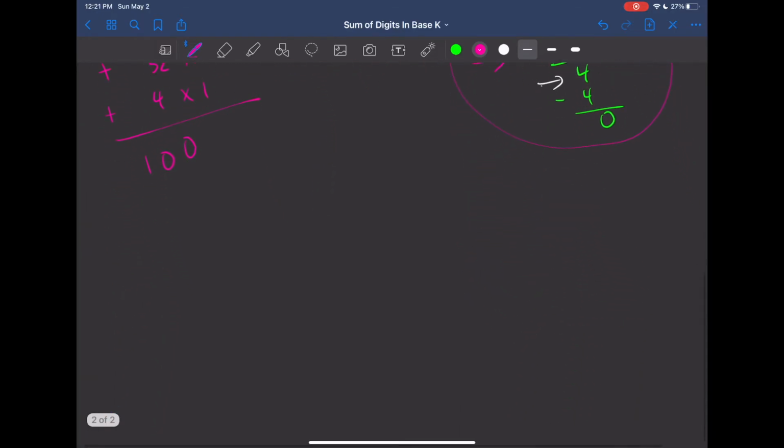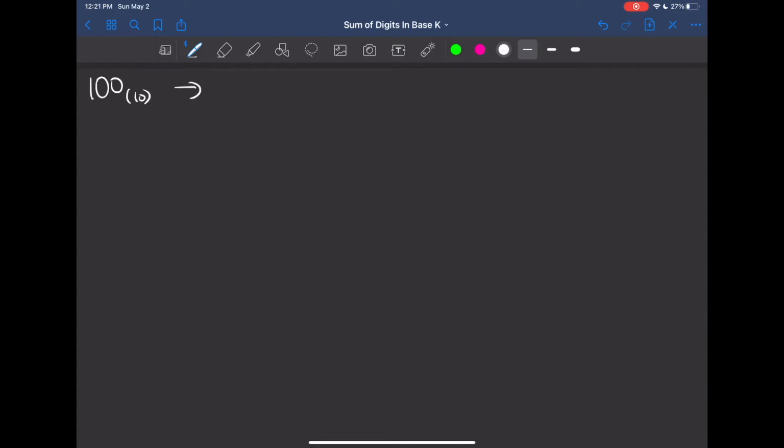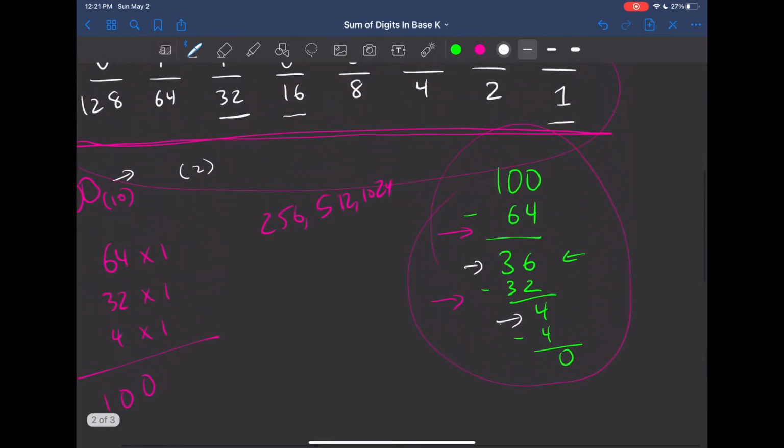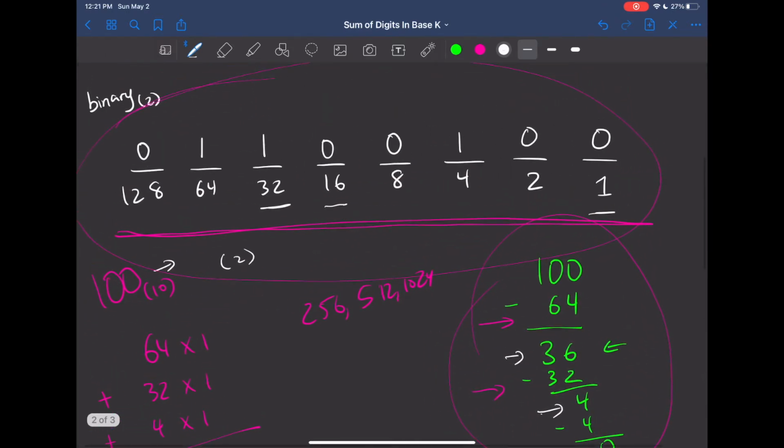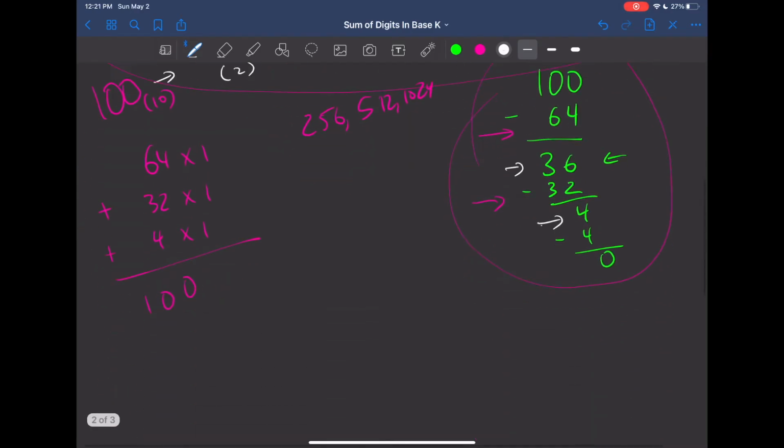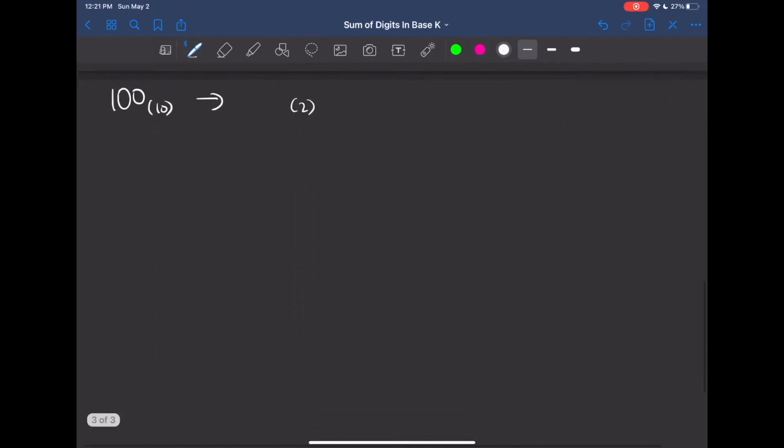So I'm going to start a new page, and what is this trick? Well, we're going to do the same thing. We're going to convert 100 of base 10 to its binary form, since we know what that number is here. The number that we're trying to get is 0110010.